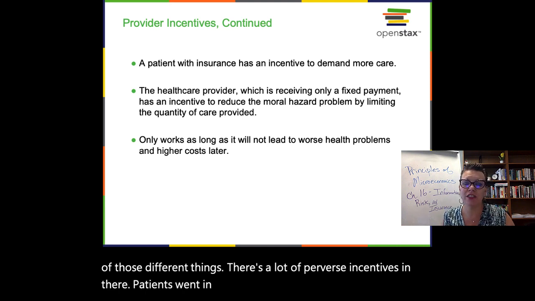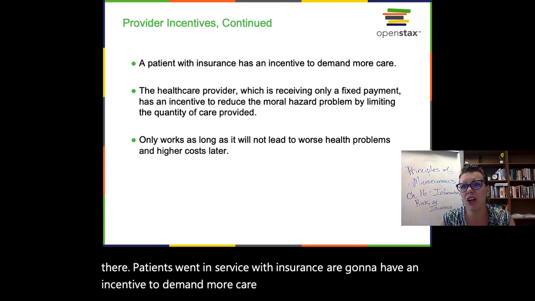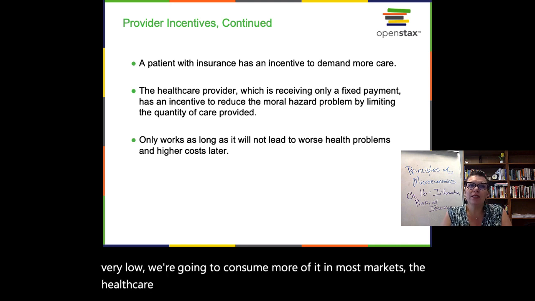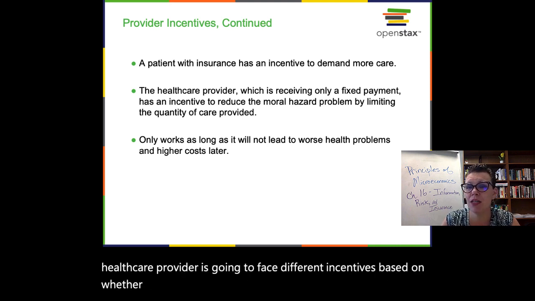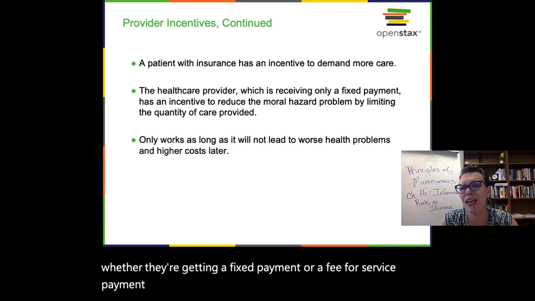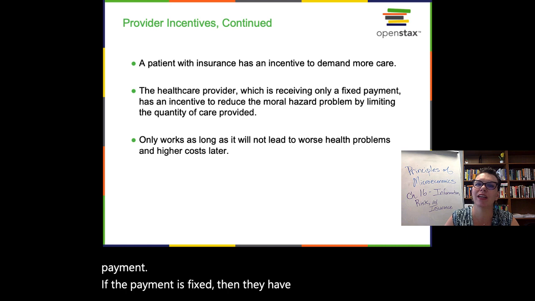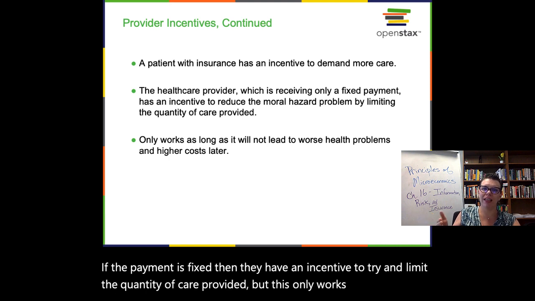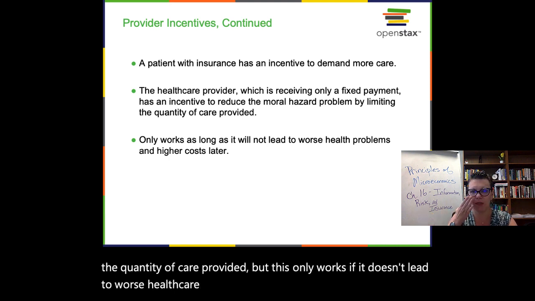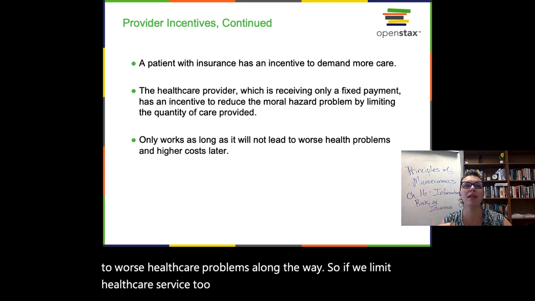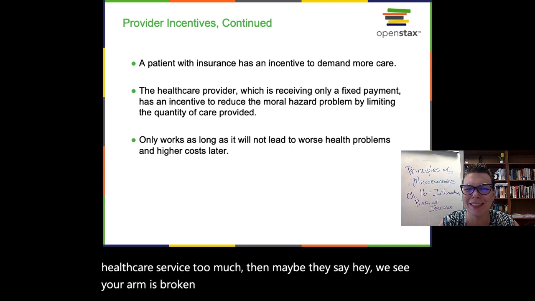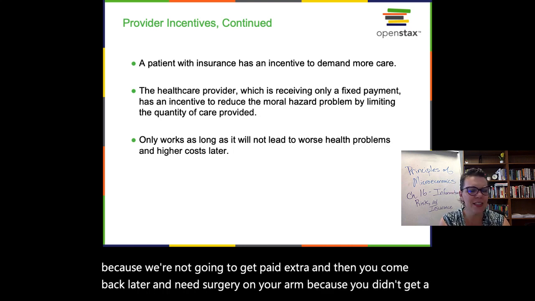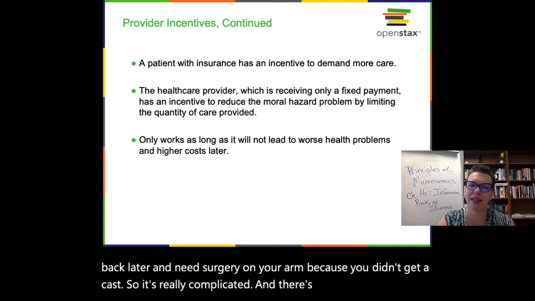Patients with insurance are going to have an incentive to demand more care. When the cost of something is very low, we're going to consume more of it in most markets. The healthcare provider is going to face different incentives based on whether they're getting a fixed payment or a fee-for-service payment. If the payment is fixed, then they have an incentive to try and limit the quantity of care provided. But this only works if it doesn't lead to worse healthcare problems along the way. So if we limit healthcare service too much, then maybe they say, hey, we see your arm is broken, but we're just going to put it in a sling because we're not going to get paid extra. And then you come back later and need surgery on your arm because you didn't get a cast. So it's really complicated and there's a lot of incentives to manage.